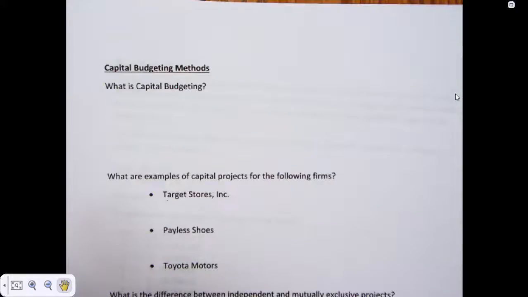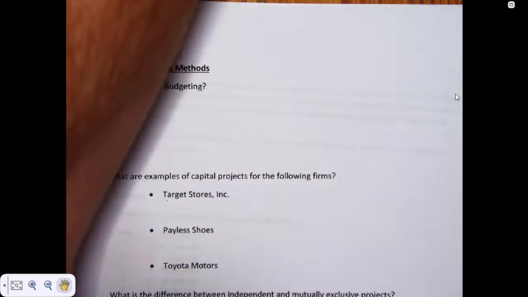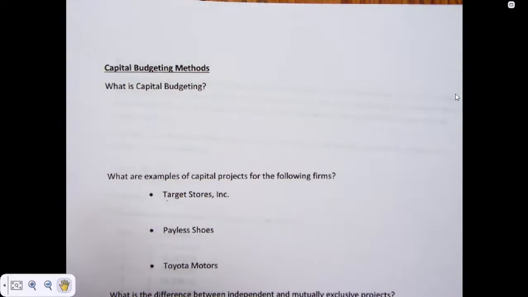In this video, I'm going to go through capital budgeting methods. Specifically, we're going to talk about NPV, IRR, MIRR, profitability index, and payback period, and some issues with these. In the next video, we're going to take a look at how to apply these using Microsoft Excel.